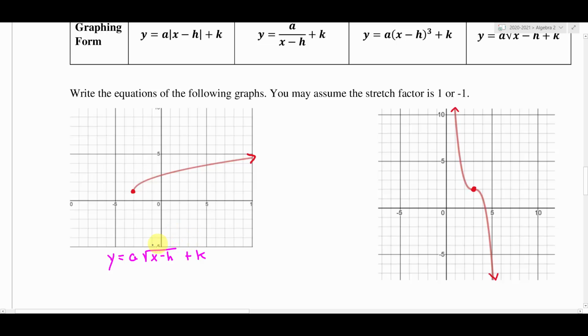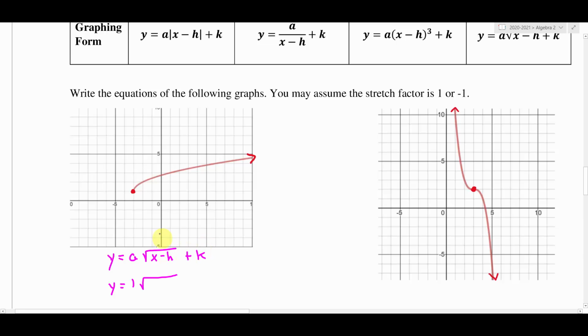All right? So now I need to start looking at my graph for my clues. I need to find a, h, and k. So the a value, if you read the instructions, you would see that it said the stretch factor is 1 or -1. So if I look at the graph, I notice it has not been reflected. Otherwise, this curve would be opening down in this direction, but it's opening up and to the right. So this has not been reflected, which means that a is just going to be a regular 1.